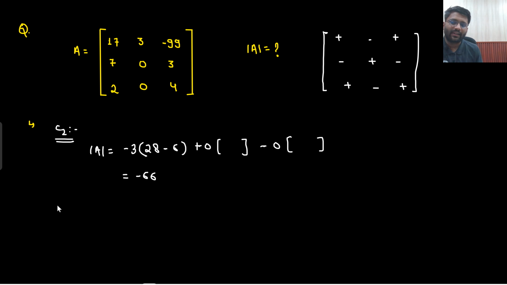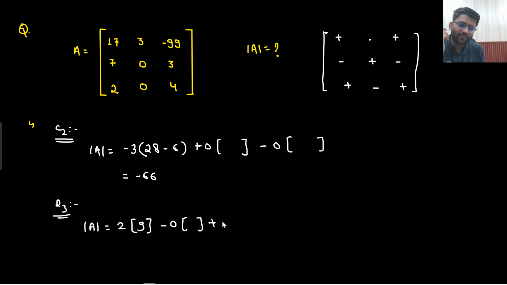You can do it with anything else as well. Like let's do it with respect to row 3. So 2 will come, plus minus plus, so 2 will come here, and this will be blocked. So 3 into 3 is 9, minus 0 into anything, that would be 0 only. Then minus would come, 0 anything comes I don't care. Then plus would come 4, 17 into 0 will be 0, 7 into 3 will be 21. So 0 minus 21. So 18 minus 84. So again minus 66.